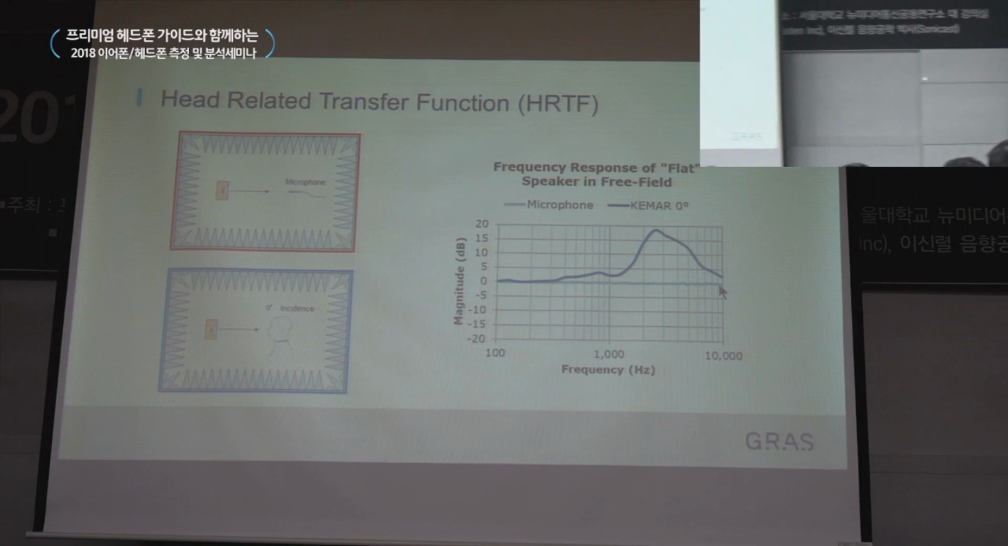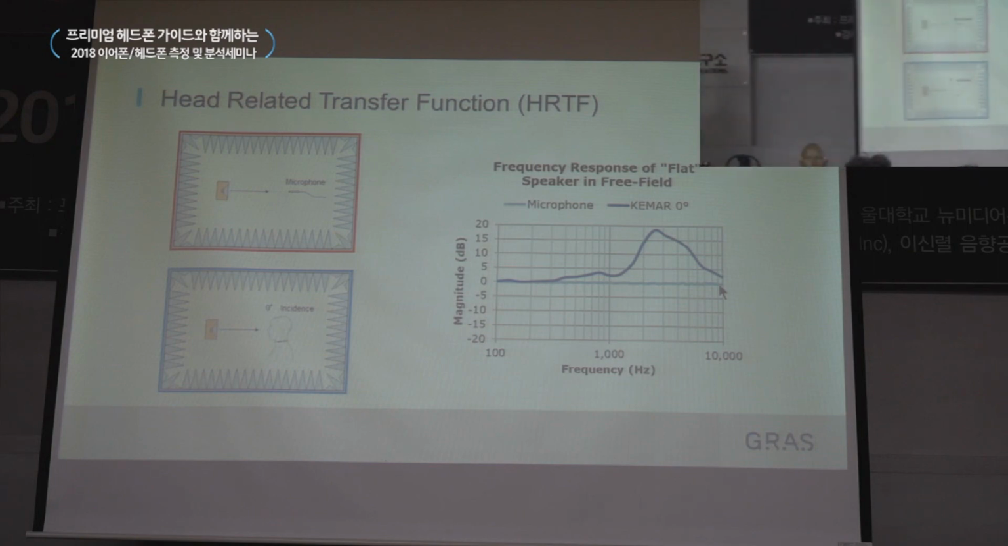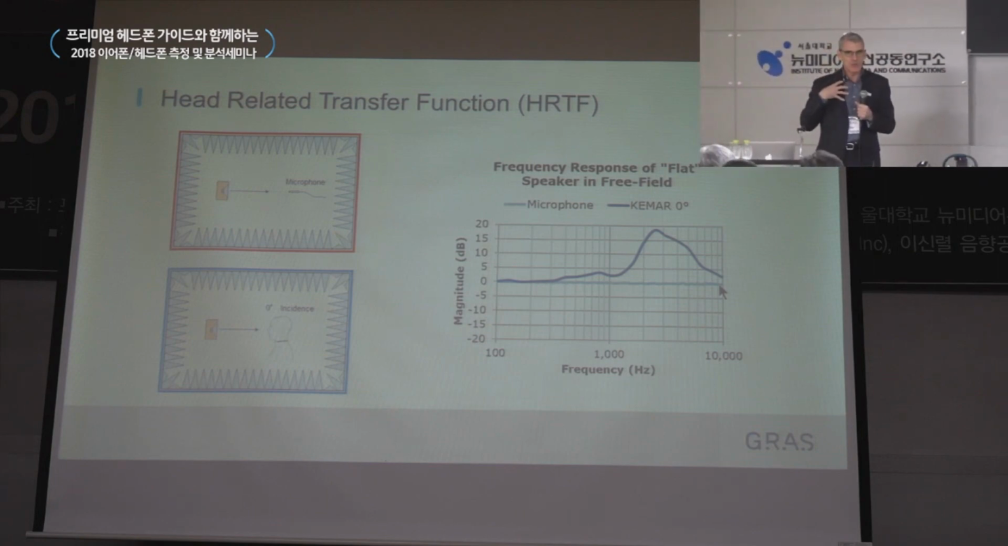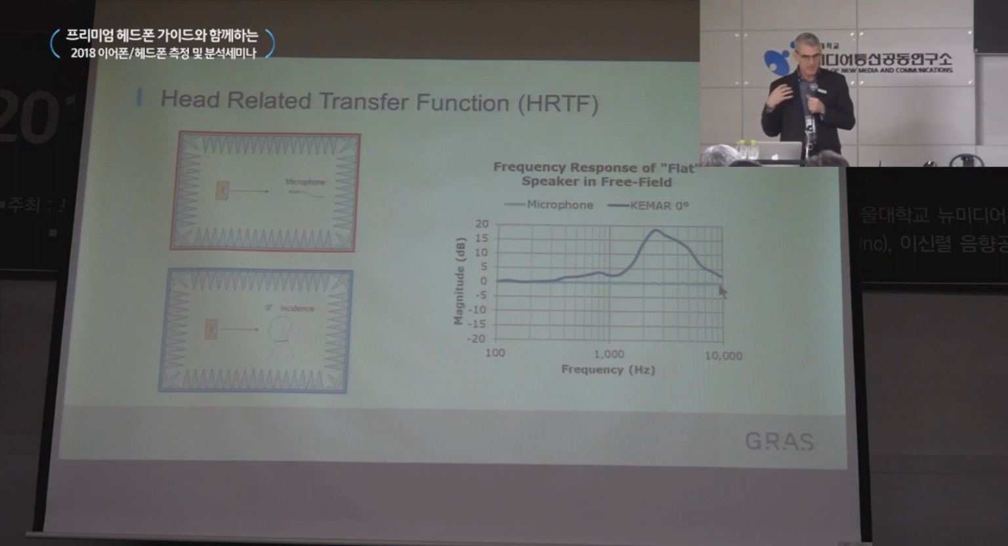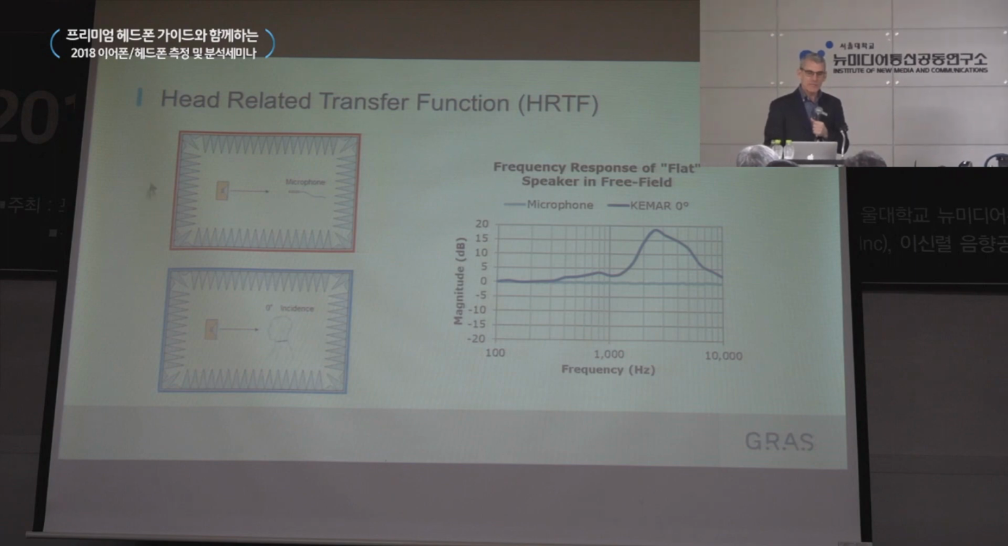So if we look at the whole head, torso, body influence on the sound field, I have here two different scenarios. One where we just use a microphone to pick up the response of any sound. In this case, we just have a speaker. And let's say we have a perfect speaker with a perfectly flat response. And we use a perfect GRAS microphone. What we would get would be, again, just a flat response.